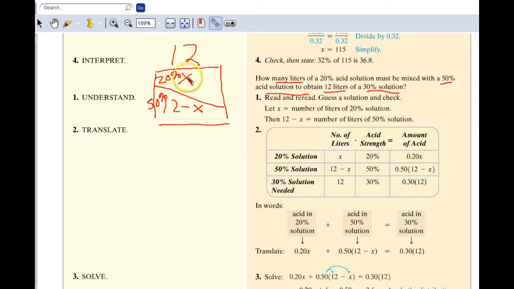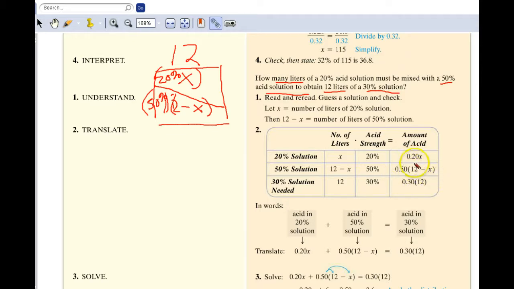So it's going to be a combination of this part plus this part here. There's a 12 there. And we have it all nicely laid out in this chart here. So there's the 20%, and this is the amount. That's the strength. And then the other part is 12 minus x, as we did in our little chart here. And that's 50%. So you would indicate that as 0.20x, and this is 0.50 times this.